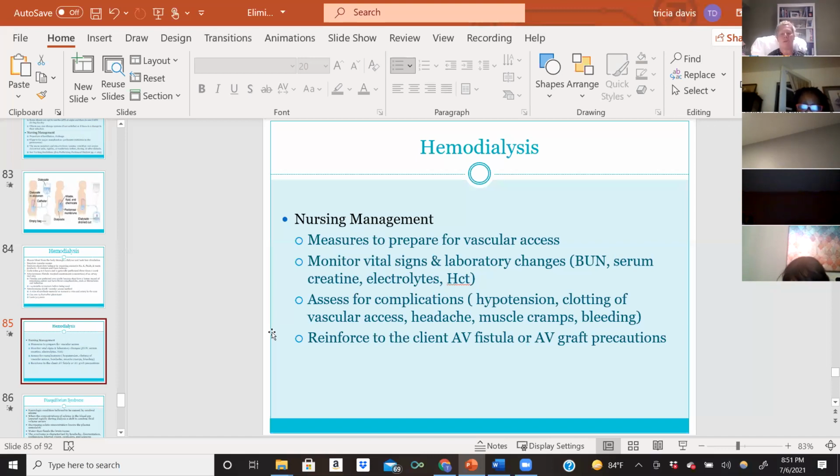stable. Sometimes we see clotting of the vascular access device. That's just a common finding. They can report headaches, muscle cramps, and then bleeding is also an issue. So we want to teach the patients about caring for their AV fistula or AV graft precautions. So keeping it covered with a dressing, things like that.